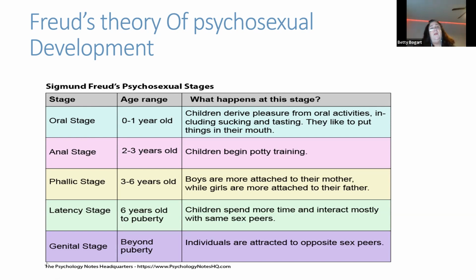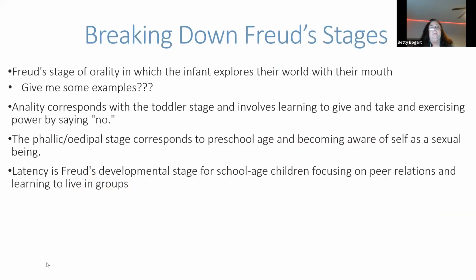I think the most confusing one is latency, because all it means is that children in the school age time only want to really interact with same sex peers. Besides that, oral is everything in their mouth, comfort, exploring the world. Anal is potty training. Phallic is when boys like their moms and girls like their dads. It's just part of that. And then genital is adolescents, and they become sexual, opposite sex.